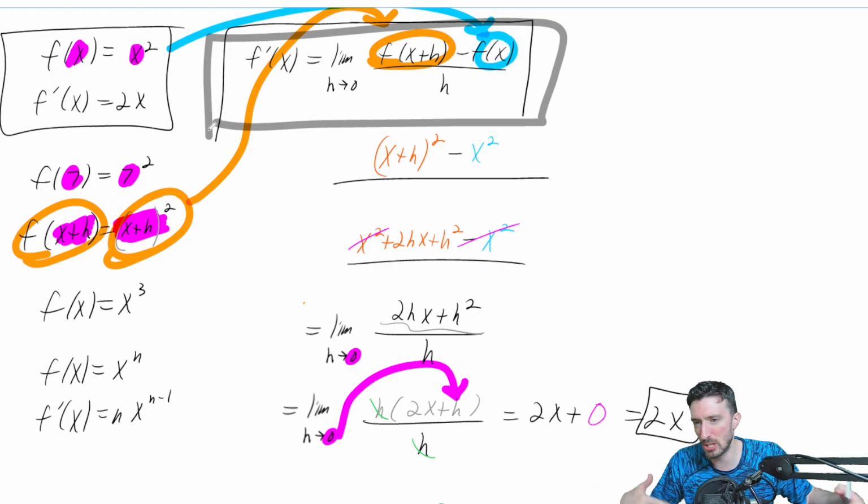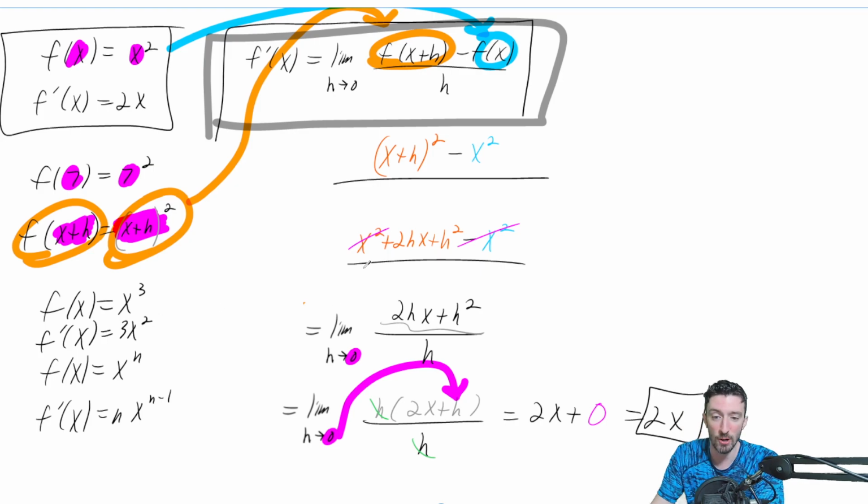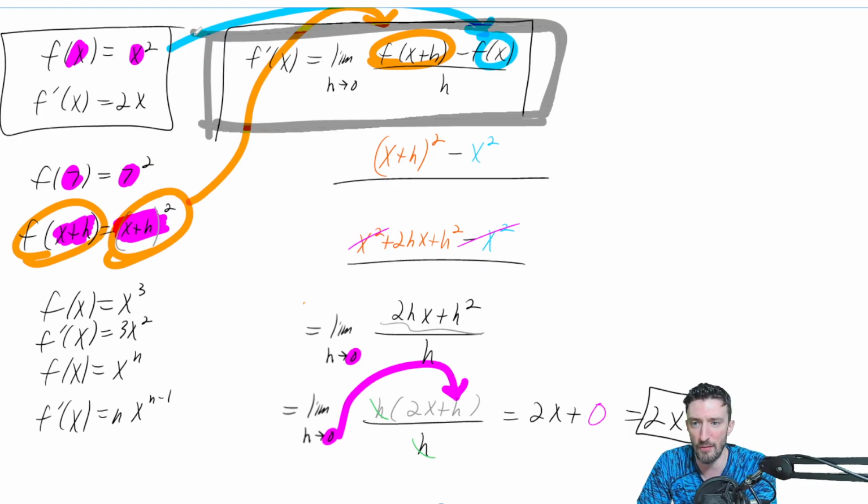All right, so in the future, we're just going to use these simple rules, and we're just going to tell you, oh, by the way, for this one, you just have to do 3x squared, and we're going to have all sorts of other rules that come up in calculus, but they're all based upon the limit definition of the derivative.